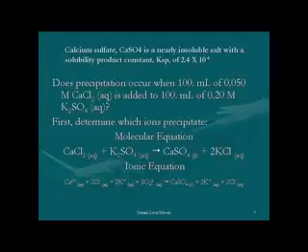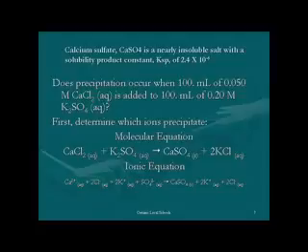Our first step would be to determine which ions precipitate, and so it's common to write a molecular equation, in this case CaCl2 aqueous plus K2SO4 aqueous yields CaSO4 plus 2KCl. Now we need to use our solubility rules to determine whether CaSO4 or KCl will be a precipitate. One of the things that we know from our solubility rules is that sulfates are soluble with just about everything, with the exception of calcium, barium, and strontium, and of course silver, lead, and mercury.